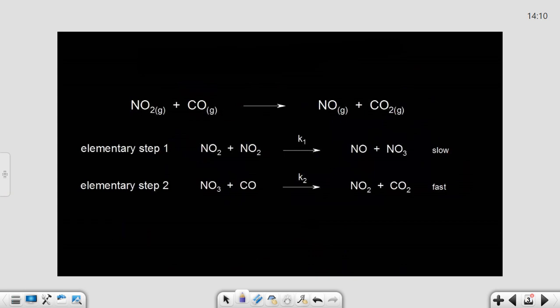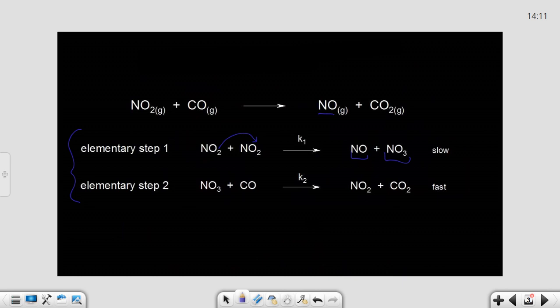So here's our example here. We got NO2 plus carbon monoxide gas forms nitrogen monoxide and carbon dioxide. There we go. So one proposed reaction for this would be like this. Two NO2s combine to make an NO and an NO3. So basically it's just a one oxygen transfer. They're going to collide oxygen ends first, and one of those oxygens is going to be handed off. NO and NO3 are formed.